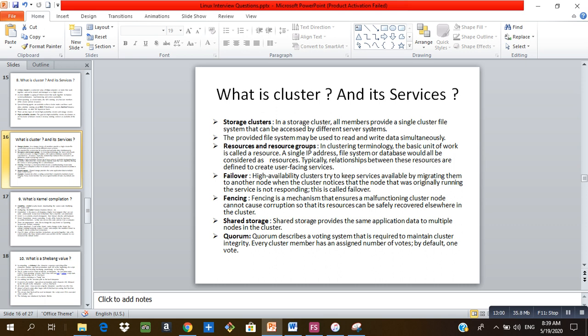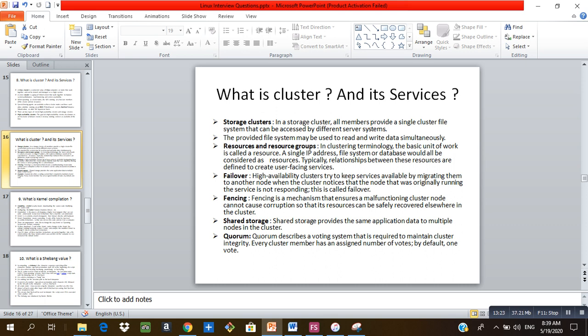Okay, so I guess this information about a cluster would be more than enough. As I've said earlier, this topic cannot be completed within 2 slides, but when it comes to an interview where you will be speaking for 5 to 10 minutes, this is more than enough.